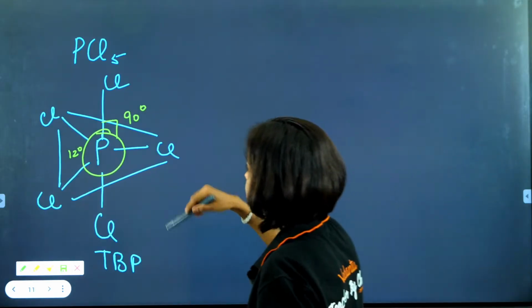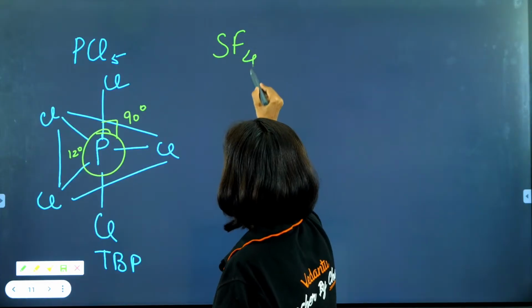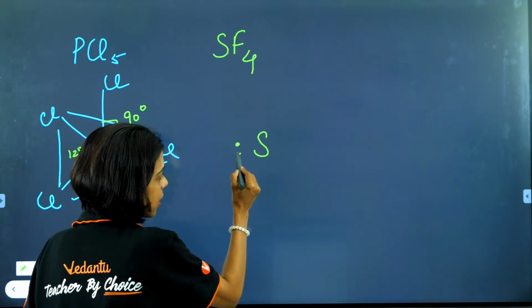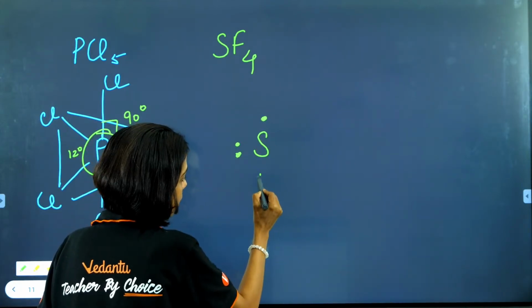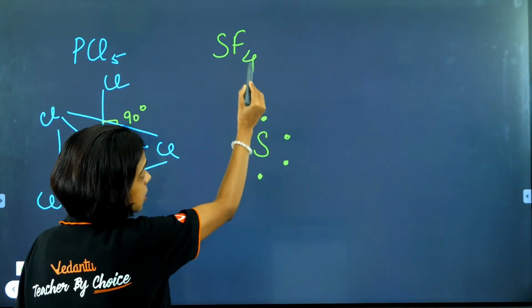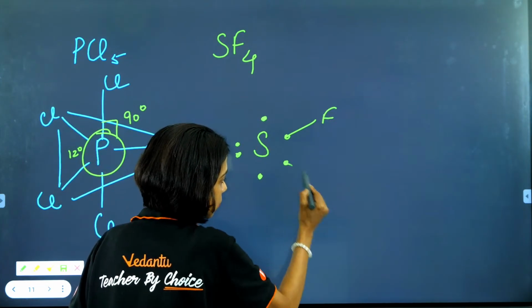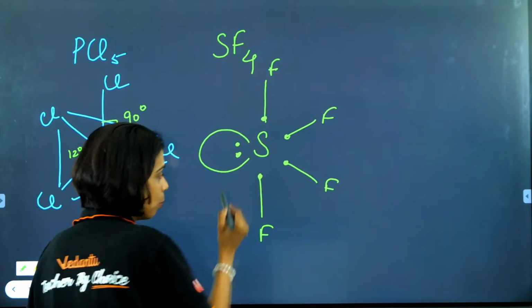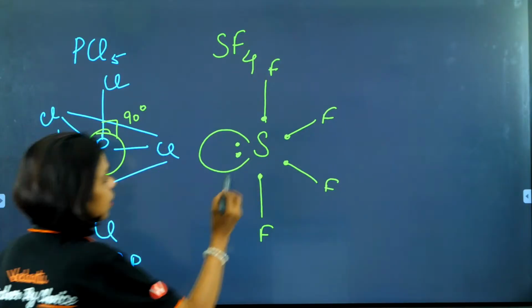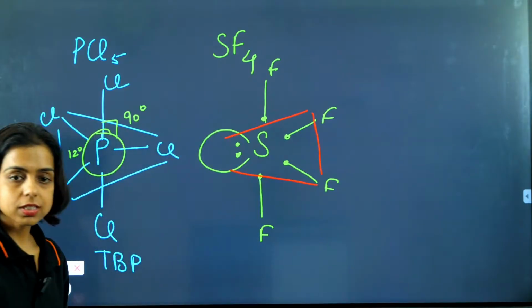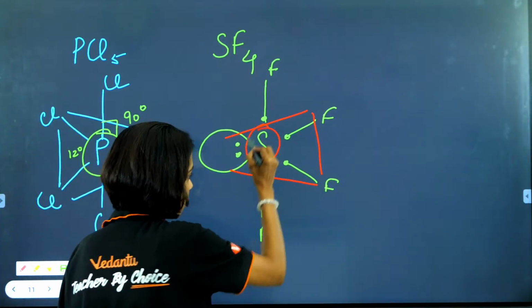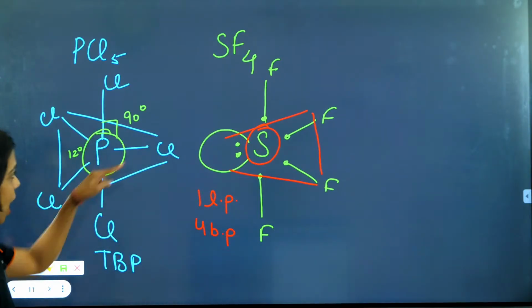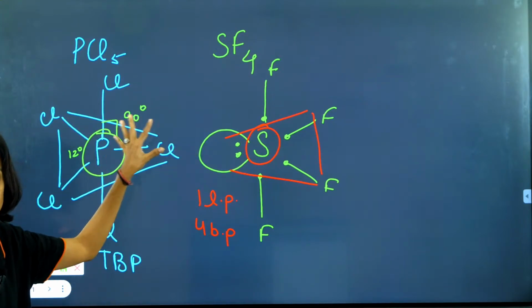Yes. Now, let us take the case of SF4. The central atom is sulfur. How many valence electrons does sulfur have? It has 6: 1, 2, 3, 4, 5, 6. Out of 6, it is forming bonds with 4 fluorine. Each fluorine is sharing electrons. So we have 1 lone pair which is not participating and 4 bond pairs around this central atom. So sulfur has 1 lone pair and 4 bond pairs. Out of 5 pairs, 1 is now a lone pair, right?